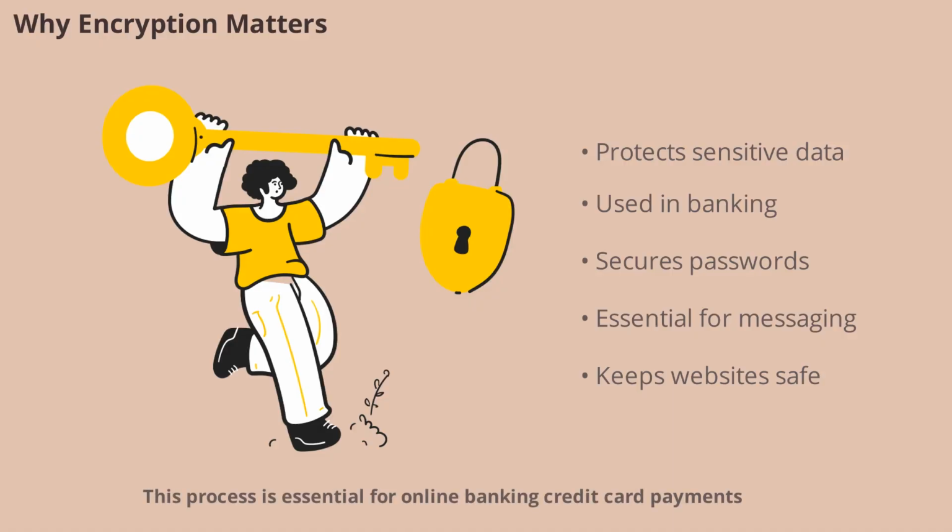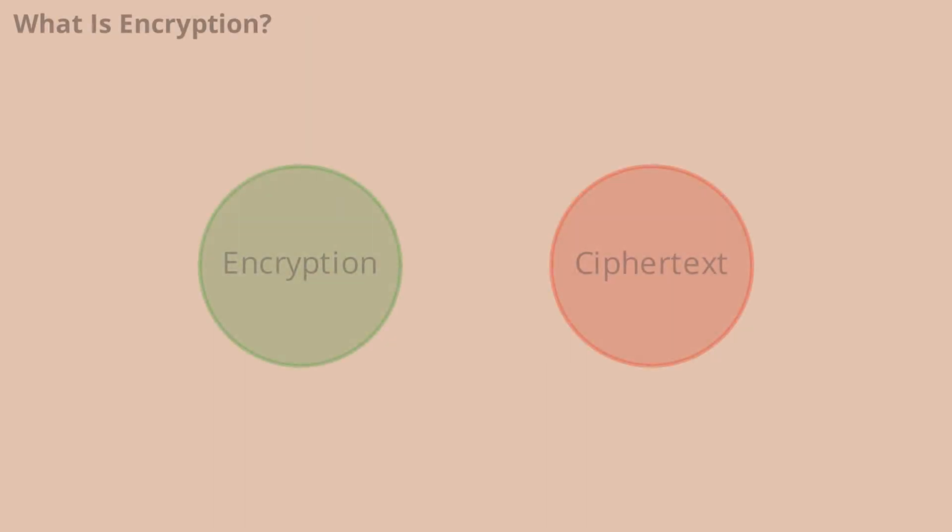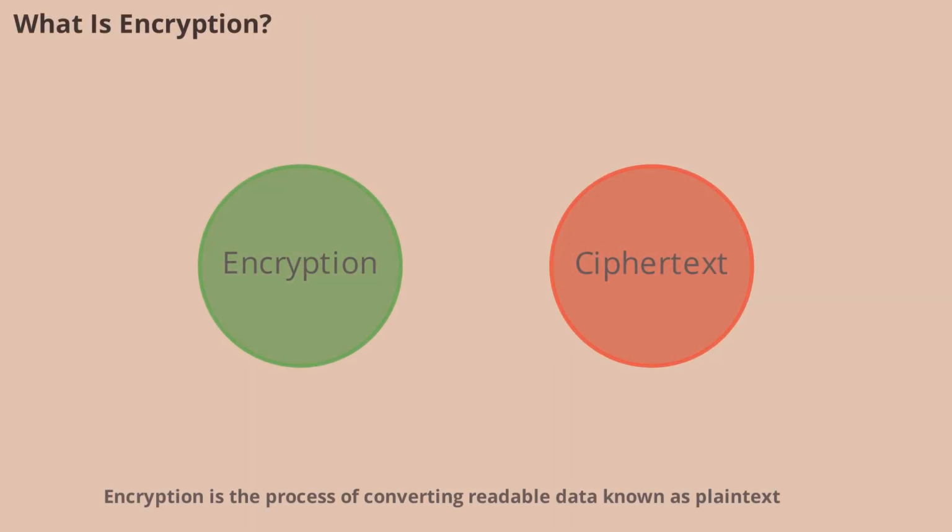This process is essential for online banking, credit card payments, login passwords, messaging apps, and secure websites. Encryption ensures that even if someone captures your data, they can't make sense of it without the right key. Encryption is the process of converting readable data, known as plaintext, into unreadable data, called ciphertext. This transformation makes the information useless to anyone who doesn't have the secret key needed to reverse the process. Encryption is like locking your message in a box that only the intended recipient can open. It's a fundamental technique used everywhere online to keep your private information safe from hackers and unauthorized access.